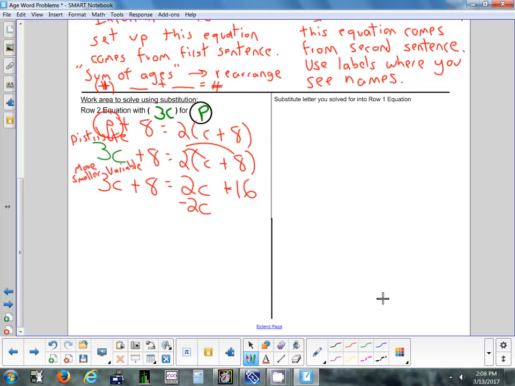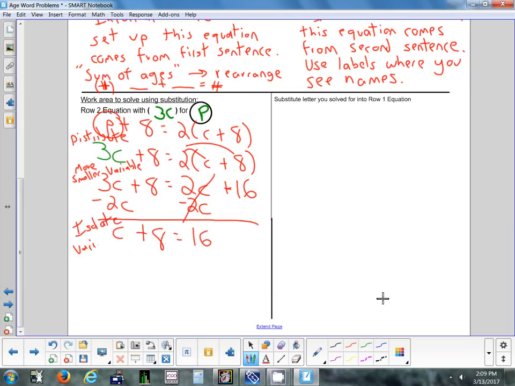Where else do I minus 2C? From the 3C. I got to match them up. I can't minus from 8. They're not the same. I don't want to move the 8. I don't want to move that either. I want to move the smaller one so I'm not dealing with negatives. This will cancel. 3C minus 2C? That's the C. You can put 1C or C. It doesn't matter. Plus 8 equals 16. Now I'm going to isolate.